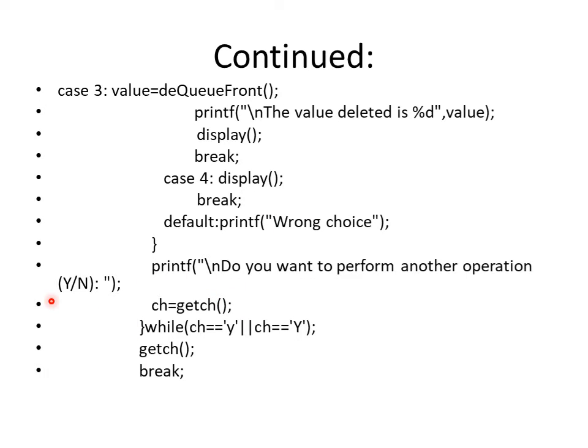Here I am checking, do you want to perform another operation? If the condition is true, the character is read with getch, which is an input function where the value y or n is assigned to ch. I am checking this condition, which means I am entering a do while loop.